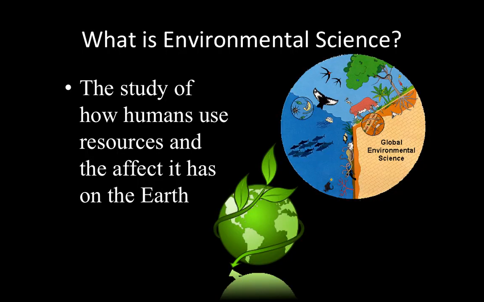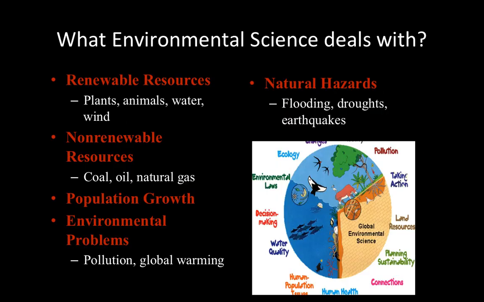So that was a little bit about earth science. So what is environmental science? When you think environmental science, you want to think about the study of how humans are using our resources, how humans are affecting our planet, and the impact that we're having on our planet. So what are we doing to protect our planet? What are we doing to harm our planet?